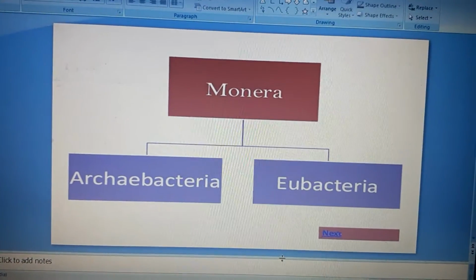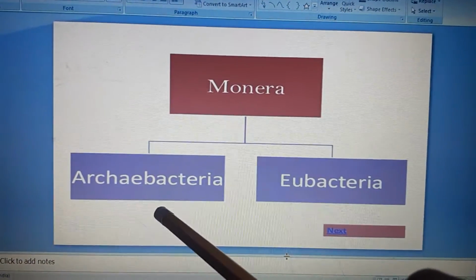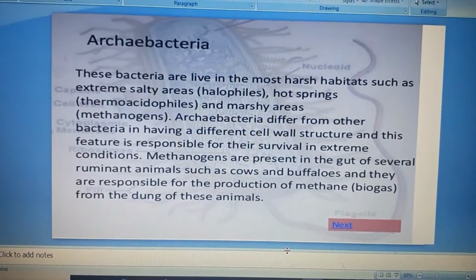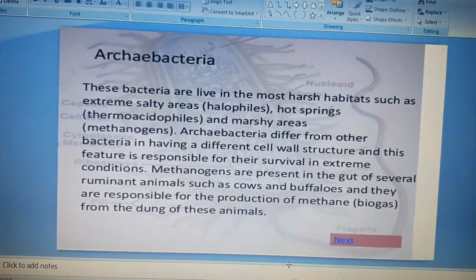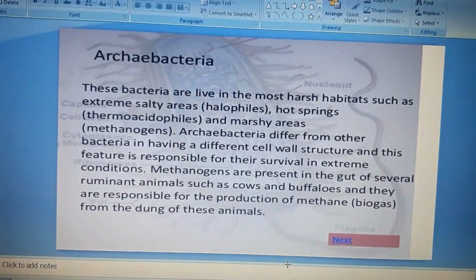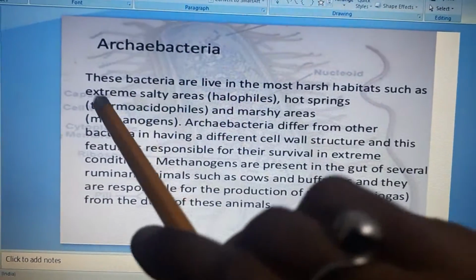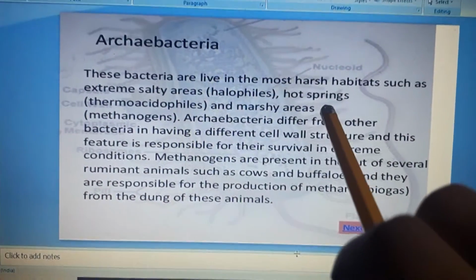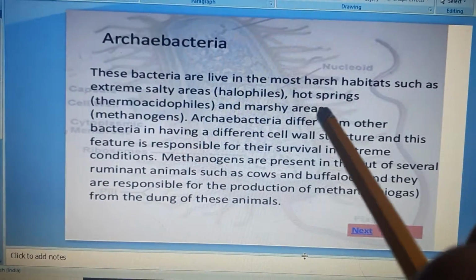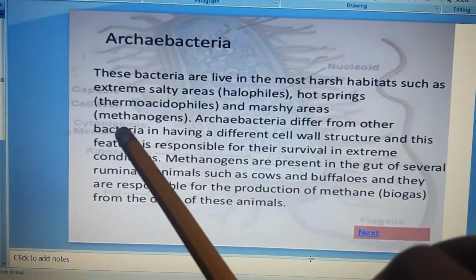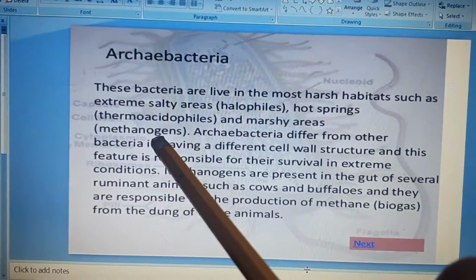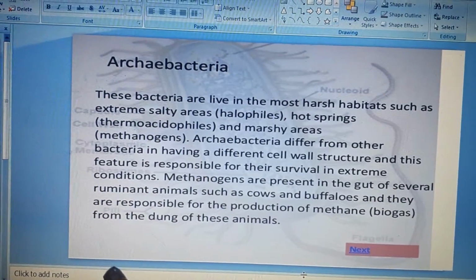Monera is divided into two categories: Archaebacteria and Eubacteria. Under Archaebacteria come those bacteria which live in harsh habitats, like extremely salty areas, known as halophiles; hot springs, known as thermophiles; hot acidic springs, known as thermoacidophiles; and marshy areas, where they are known as methanogens.